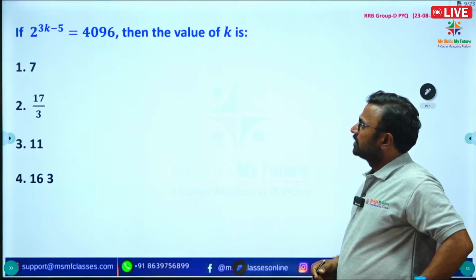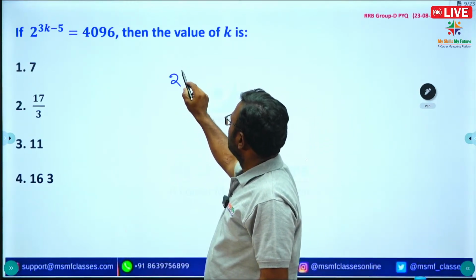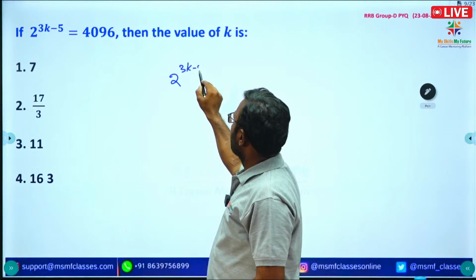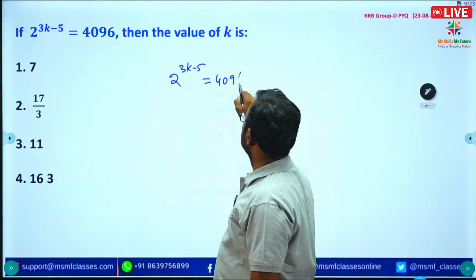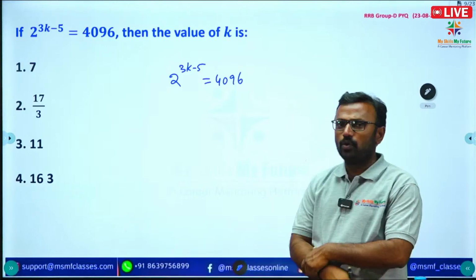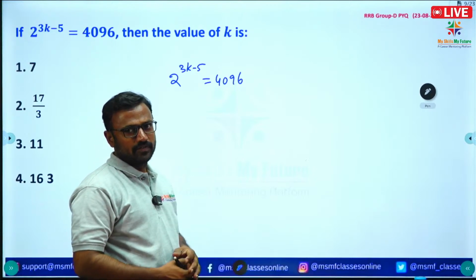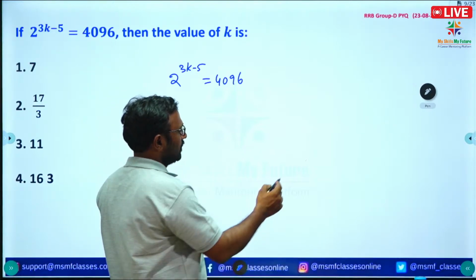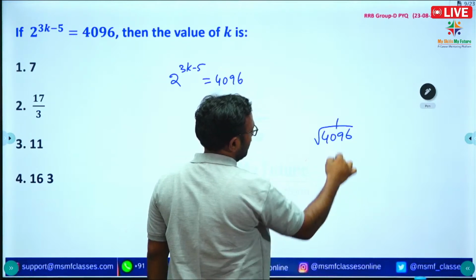Right, see the question here. 2 power 3k minus 5 is equal to 4096. We know this is the square of a particular number. So first of all, find that number. For 4096, just divide off the last two digits.